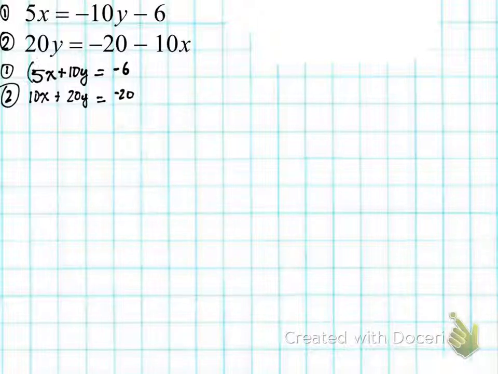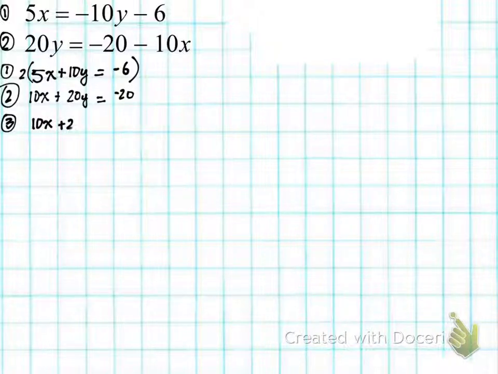Good? Okay? And then I'm noticing that the x's I could get rid of, because if I multiply the first equation by 2, it's equal to 10x, right? And 10x and 10x would be the same. Do you all agree? Okay, so I'm going to multiply the first equation by 2. I'm going to make an equation 3 by using equation 1.